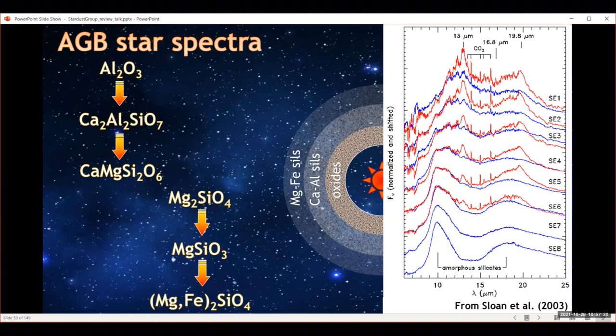So the idea is that here you're forming oxides that can form at high temperature. And as you move to higher and higher densities, you're able to then make some silicates. But this is a mass loss rate effect. And so this is just an introduction to this idea of what AGB star spectra look like and how it might relate to the compositions.